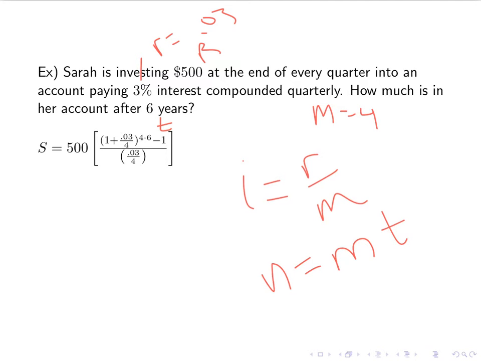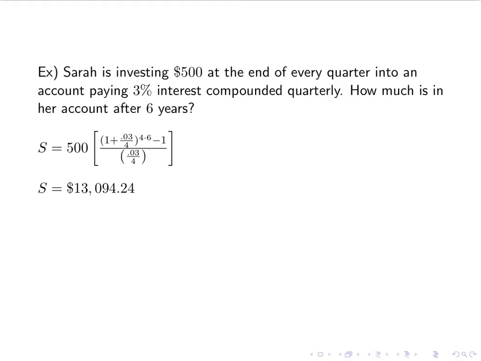Make sure you are not using your phone's calculator, because A, you're not allowed to use it on a test in class, and B, it doesn't usually have an answer button, and that screws up things quite a bit. So you want to make sure your calculator has an answer button. So if you do it correctly, you should be getting $13,094.24.